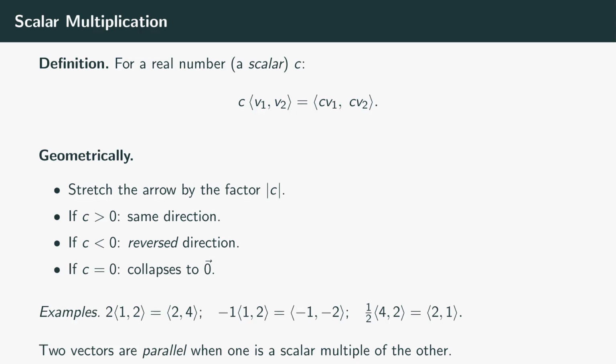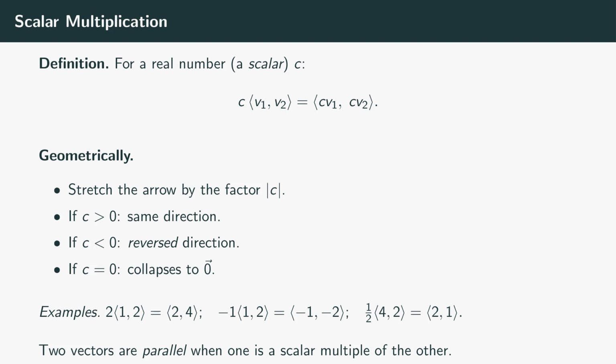The second basic operation is scalar multiplication, multiplying a vector by a single number. In linear algebra, we call plain numbers scalars, precisely because their job is to scale vectors. Algebraically, you multiply every component by that number. So 2 times the vector 1, 2 is the vector 2, 4. Geometrically, multiplying by a scalar stretches the arrow. Multiplying by 2 makes it twice as long, pointing the same way. Multiplying by 1/2 makes it half as long.